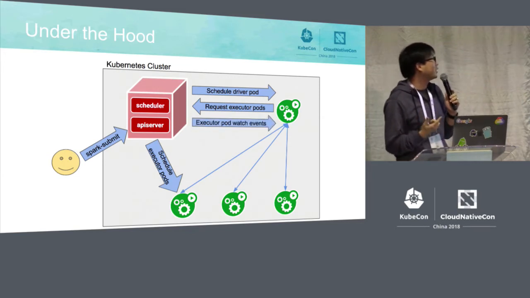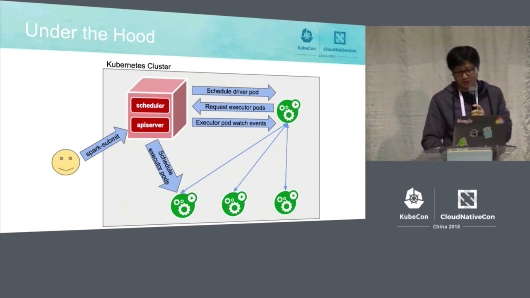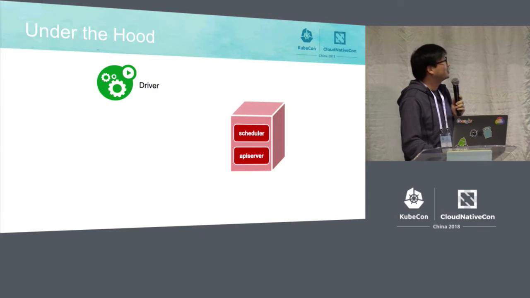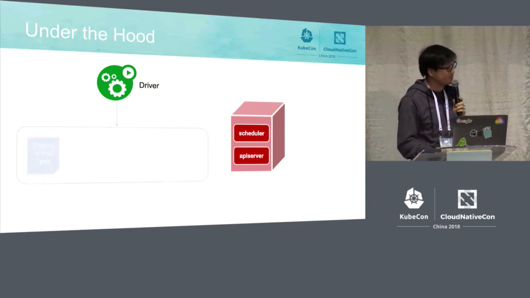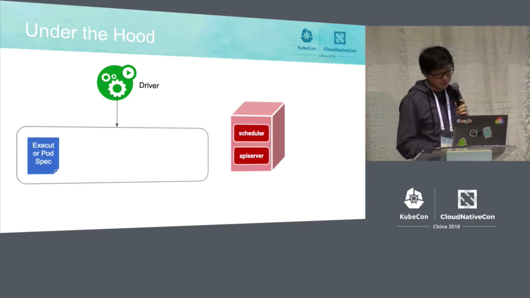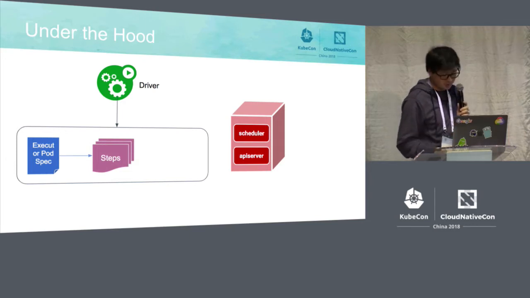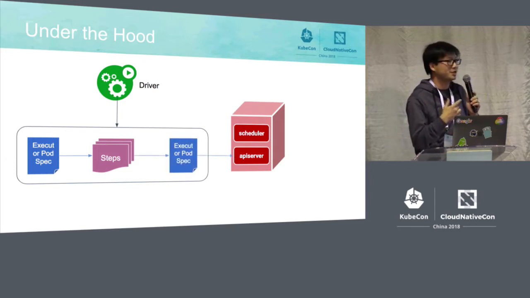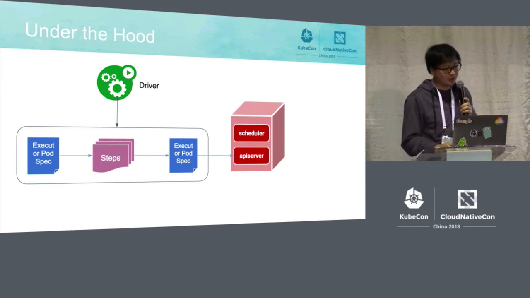In the meanwhile, once the executor pods start running, the driver pod will start watching the pod events on these executor pods and take actions accordingly. The process by which the executor pods get created is very similar. The driver pod takes an empty executor pod spec and runs a bunch of steps on it to generate what we call the final executor pod spec, and then sends it to the API server. This will basically create one executor pod.